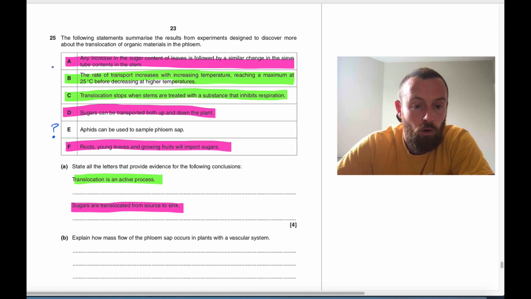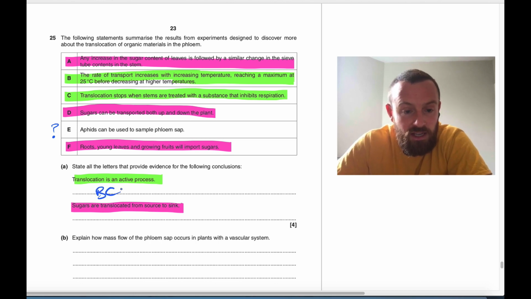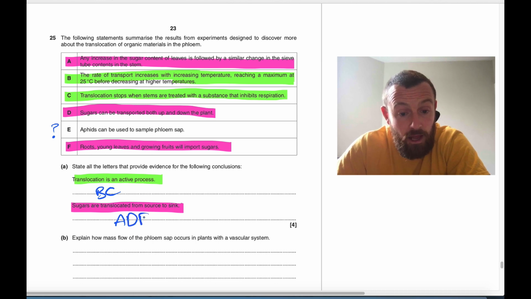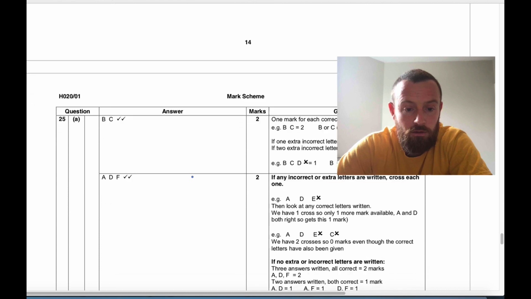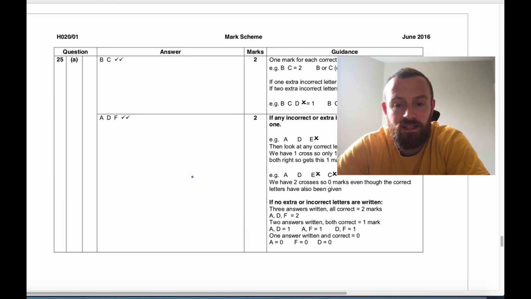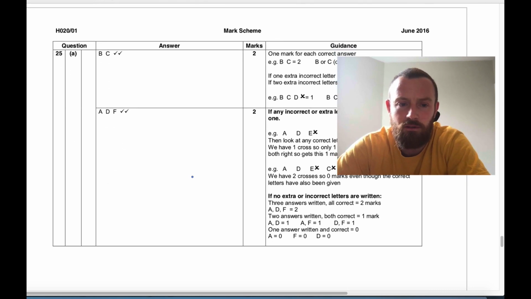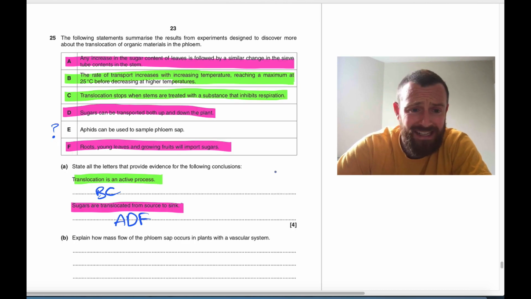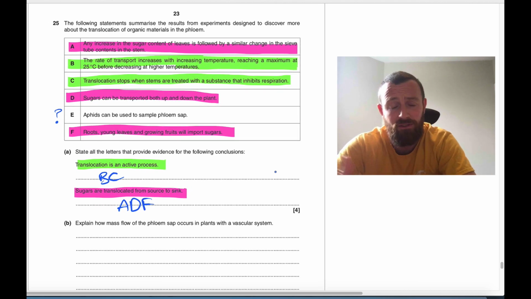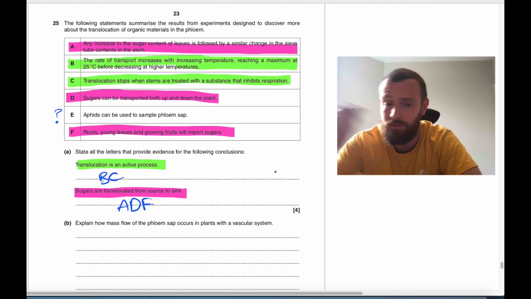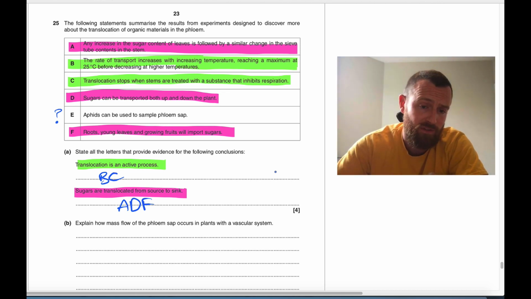So I went for B and C, and then here A, D, and F. Am I right? Yeah, okay. So B and C and A, D, and F. Okay, so the random thing about aphids caused me a bit of anxiety there, because I was like, oh, I don't know where to put this one. But yeah, that was a trick question. Aphids, that doesn't really tell you anything. So you just have to stick with the courage of your convictions and just leave that one out.